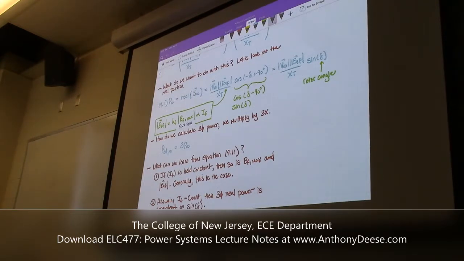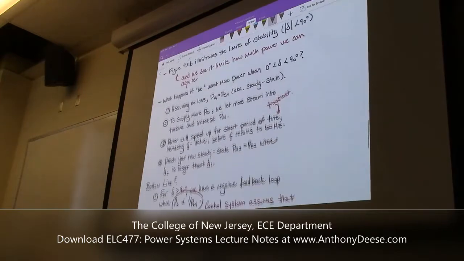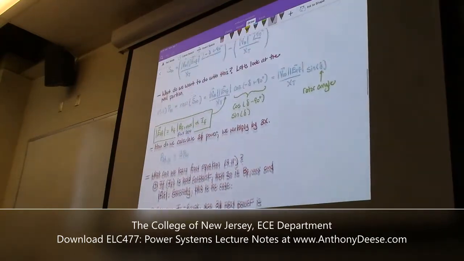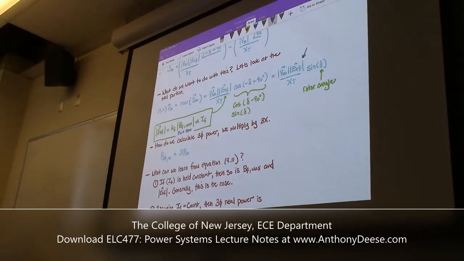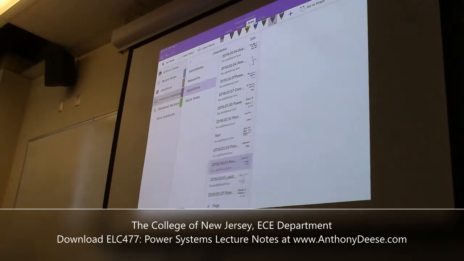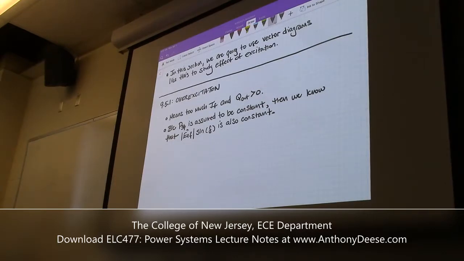Right here. Well, is there a better version of that equation? I guess not. Okay, this equation 9.11 tells us that the magnitude of EAF is going to stay the same, the sine of delta is going to stay the same. We already know that the infinite bus voltage is set, and XT is not going to change either. So if real power stays the same, EAF sine of delta will stay the same.